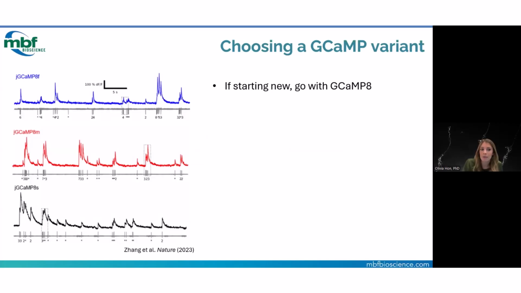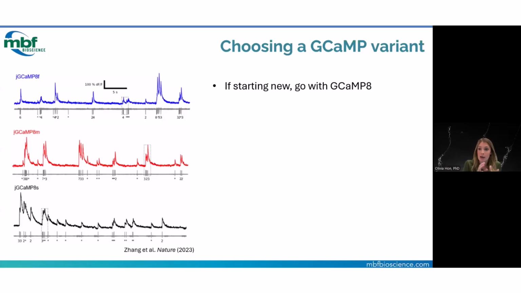GCaMP is really good. Anything that's like GCaMP6 or later is excellent right now. We're at a place where we're just optimizing, and it's not totally necessary. But what that means is that you can't really go wrong. No matter what GCaMP you use, you're going to get a good signal. But if you're starting new, might as well start with the latest.